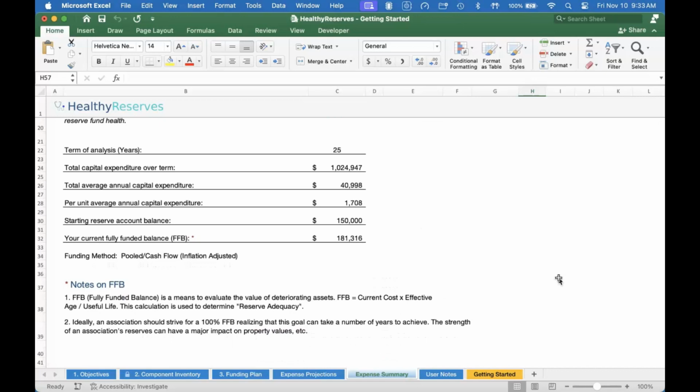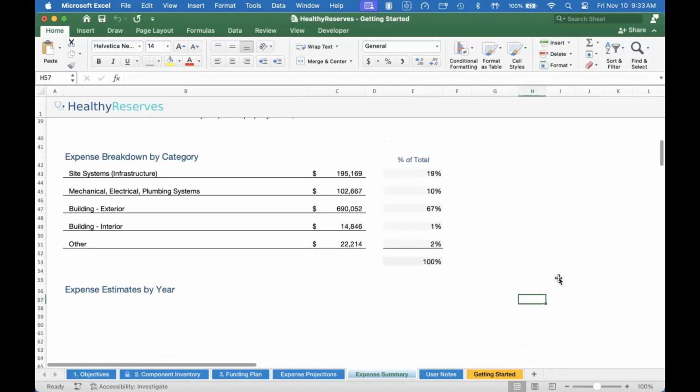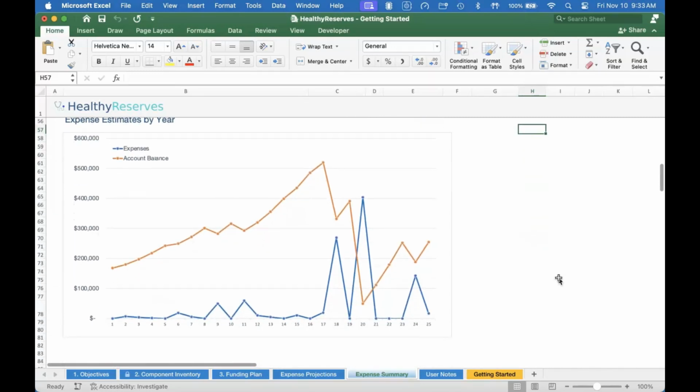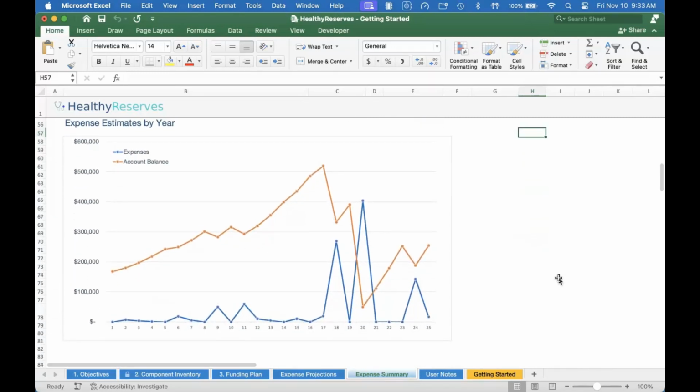As you scroll down the page, you'll be presented with feedback on important funding data points, such as your total capital expenditures over time. Next is your expense breakdown, which gives you the category breakdown of where your expenses are coming from. It's pretty clear to see the impact that building exterior will have on our reserve expenses in this example. And finally, we have our reserve expenses over time, which tracks our reserve expenses against our reserve account balance for the term of our analysis.